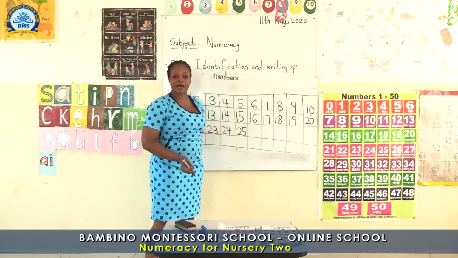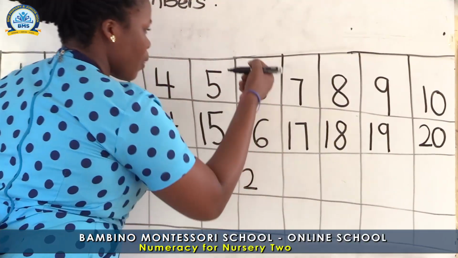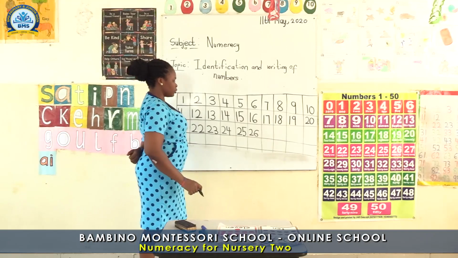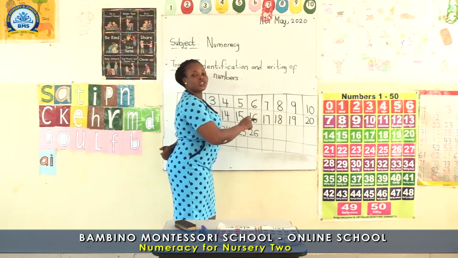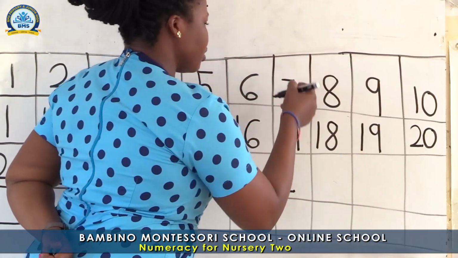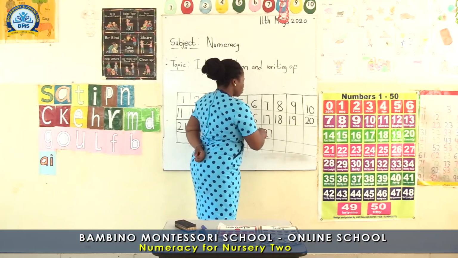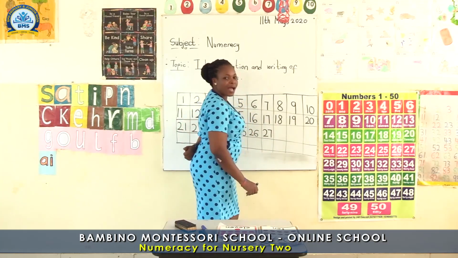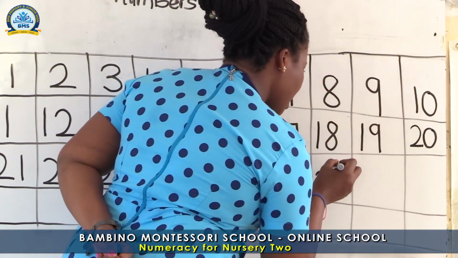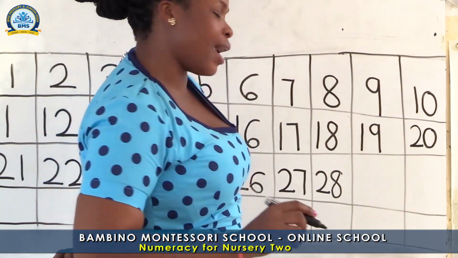Now from 25, what number comes next? 26. Your 2 first. Then the 6 will come down for you to get 26. Good. From 26, you go to 27. Your 2 first. Then your 7 to get the number 27. Good. You are super kids. So from 27, we go to the number 28. Remember, you have to write your 2 first, then your 8. So 2 and 8 will give you the number 28.